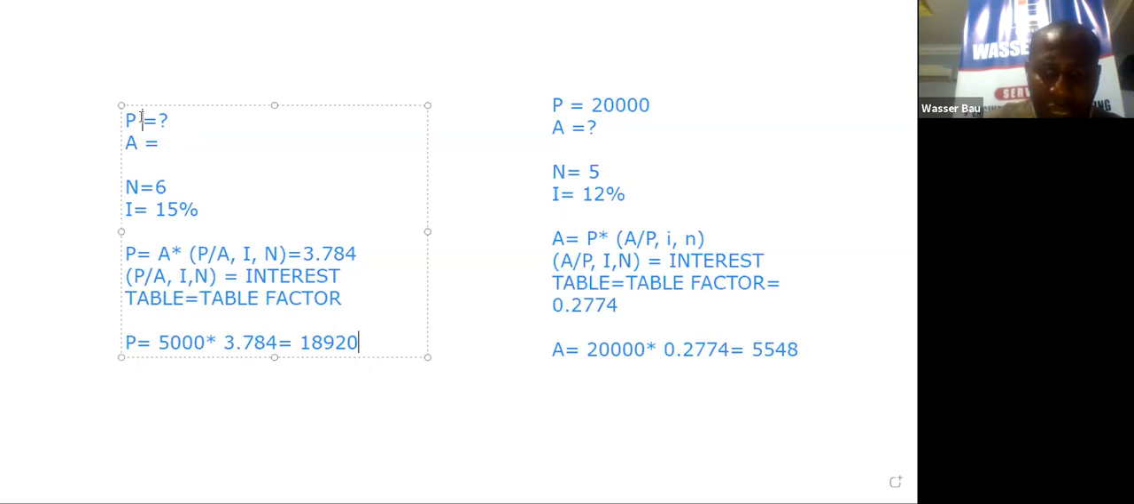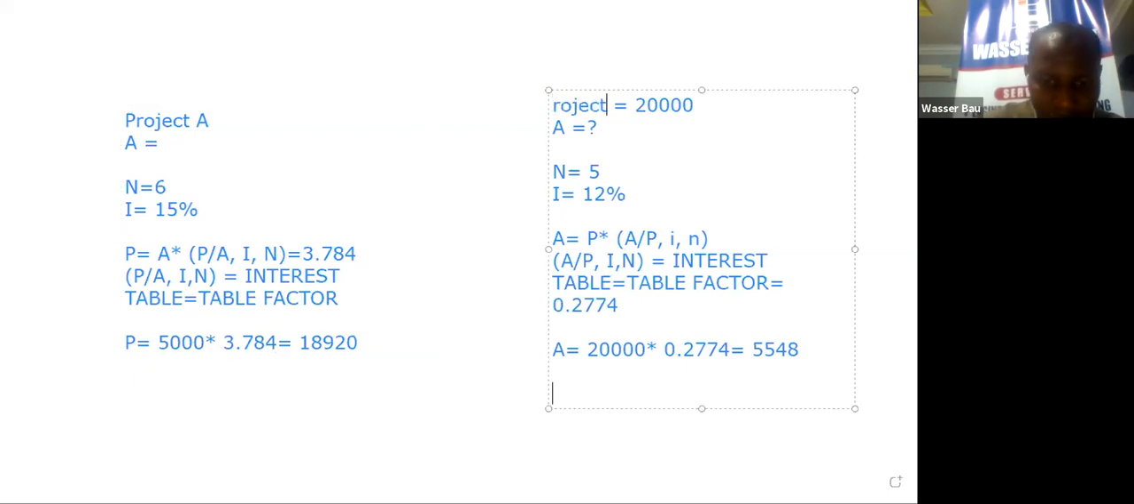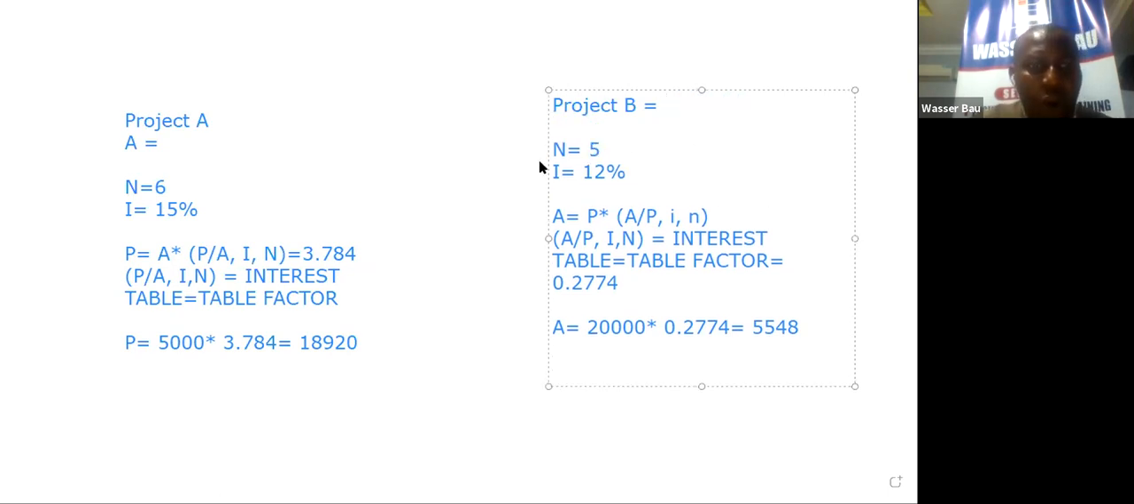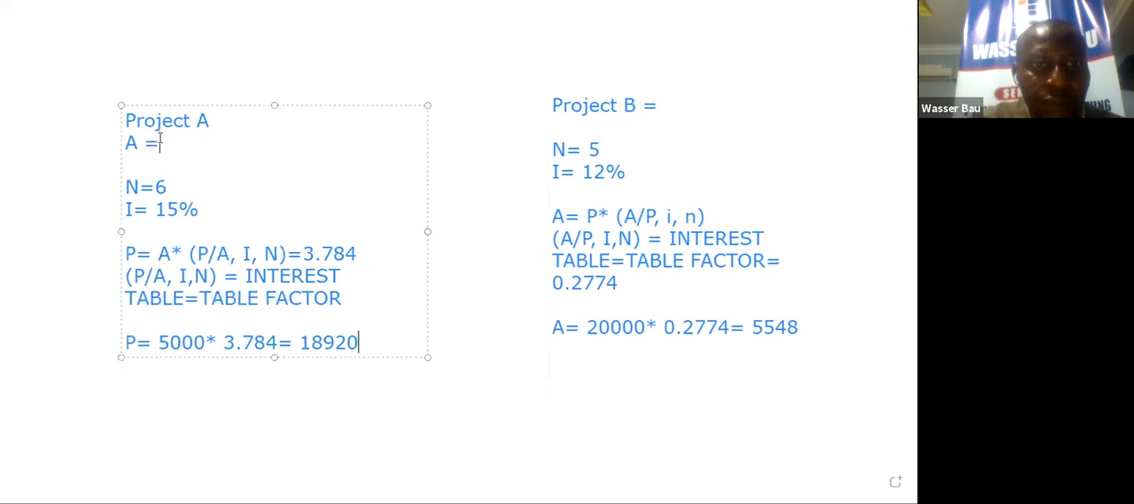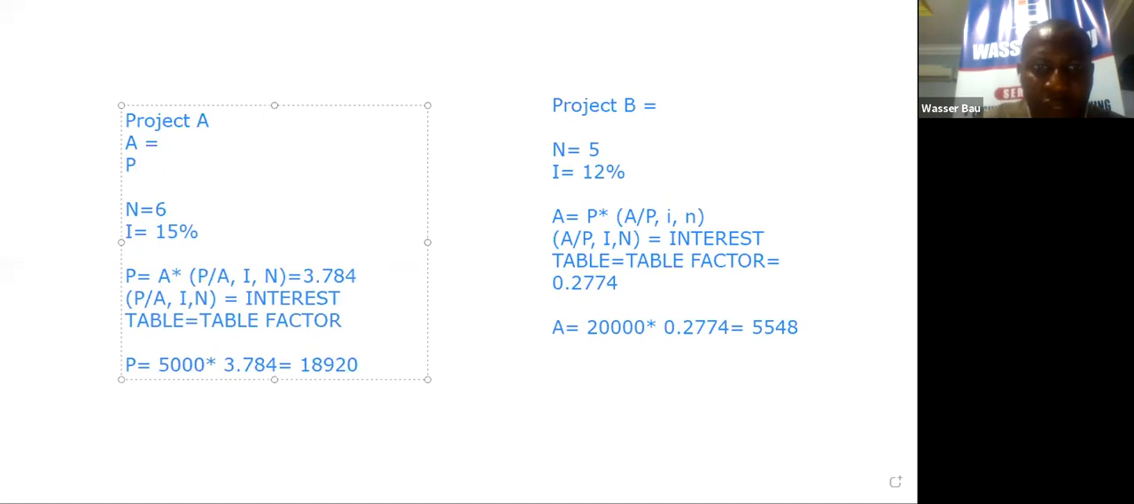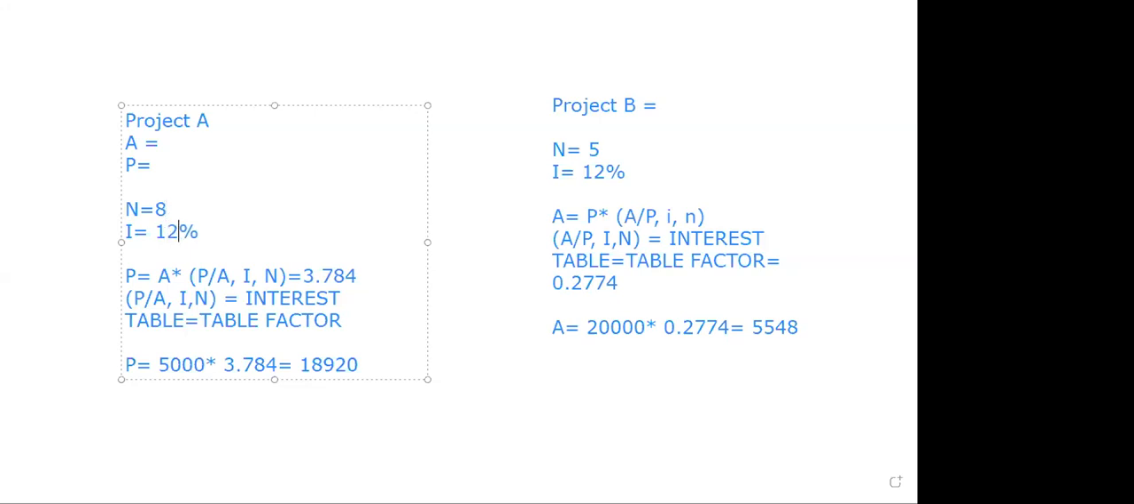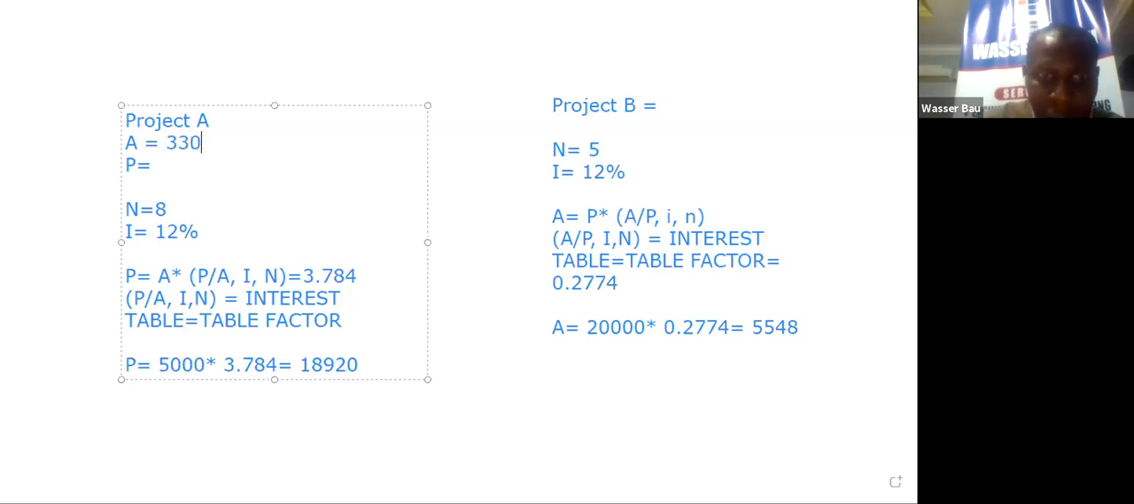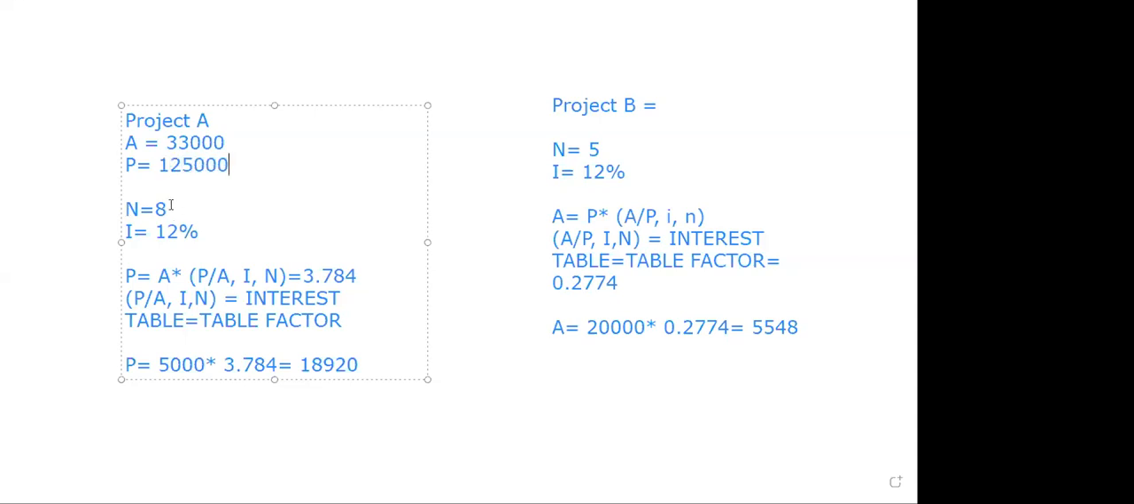Let me start by saying this is project A, and the other one will be project B. Now for project A, I'll copy. We're given the A, so what is the A? That's 3,000. And what's the P? 125.